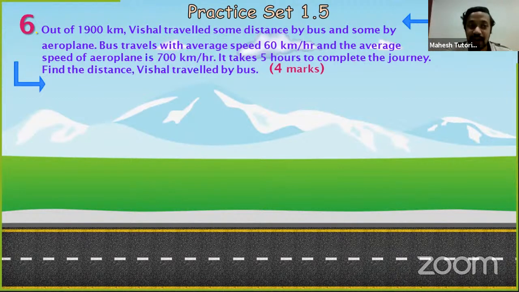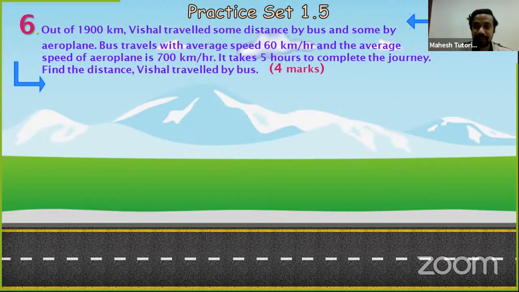Start. Out of 1900 kilometer, Vishal traveled some distance by bus and some by aeroplane. Now, bus travels with average speed 60 kilometer per hour, and the average speed of aeroplane is 700 kilometer per hour. It takes 5 hours to complete the journey. Find the distance he shall travel by bus.